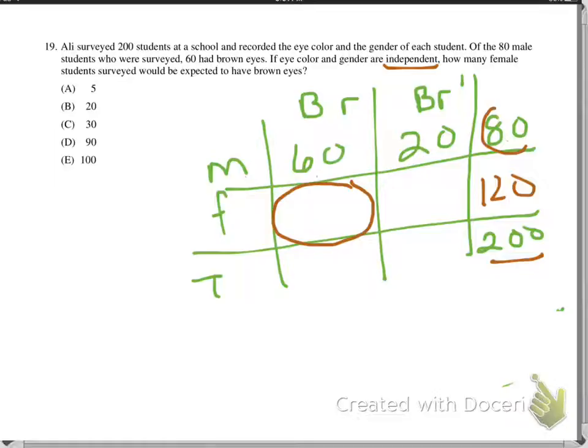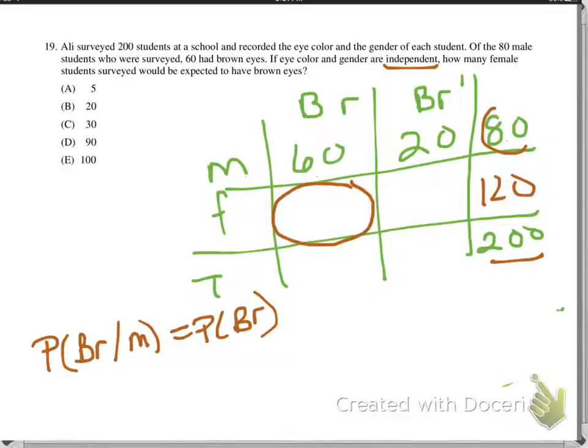And so I know that there's a couple of formulas for independent. I'm going to do the probability of brown, given that they are male, is equal to the probability that she has brown eyes. Okay? That's one of the independent deals. So let's go do this. The probability that somebody has brown, given that they are a male, so the deal is I have 80 males, and the probability that somebody has brown eyes is 60. I know that they're equal because they told me they're independent.